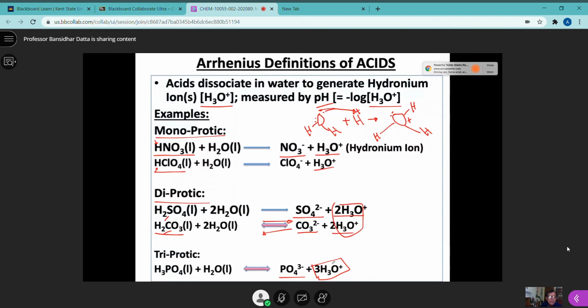Mono is 1, right? So mono, di, triprotic. All right, and it is also reversible. It's reversible, meaning it has some phosphate and some hydronium, and some undissociated phosphoric acid is also there too. That means it is dissociating partially, incomplete dissociation. That means weak acid. So carbonic acid, weak acid, phosphoric acid, weak acid, nitric acid, perchloric acid, sulfuric acid, they are strong acids.